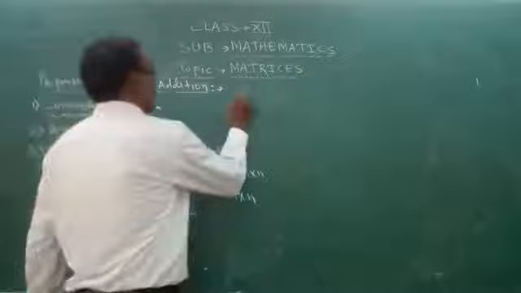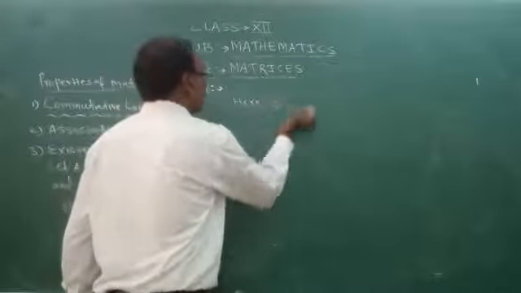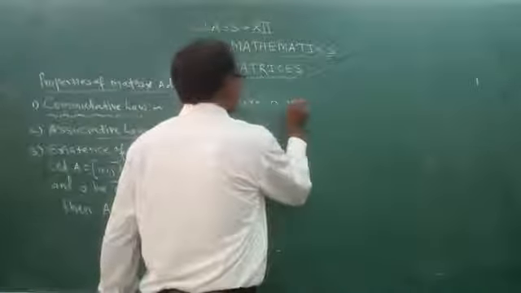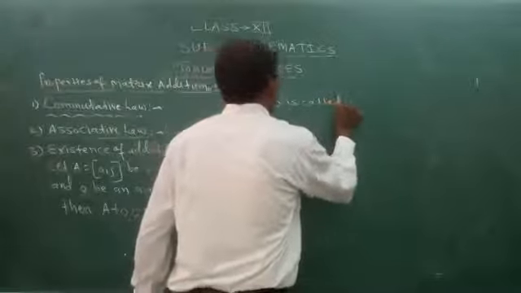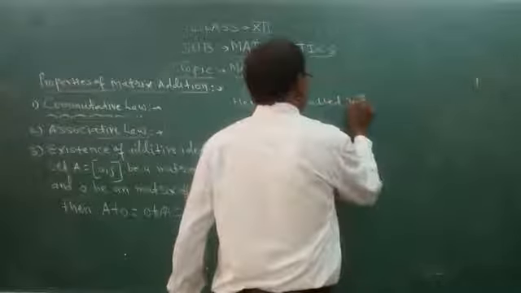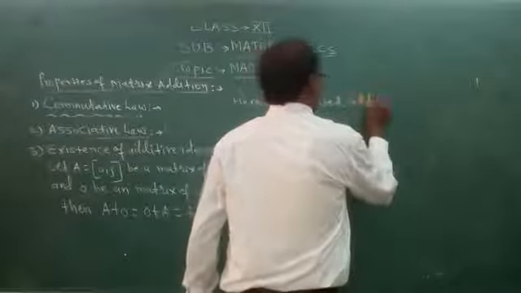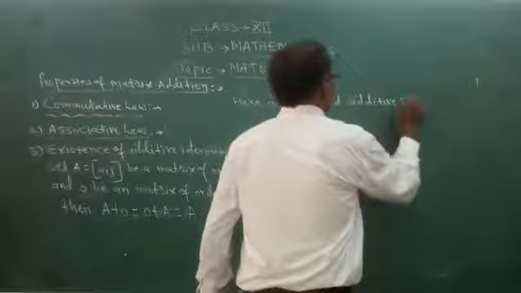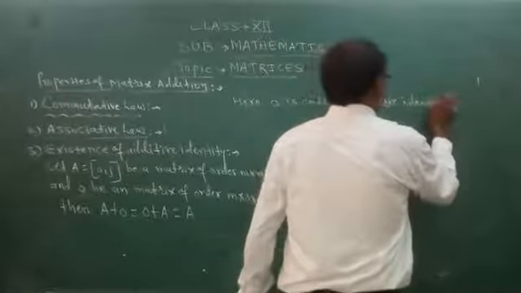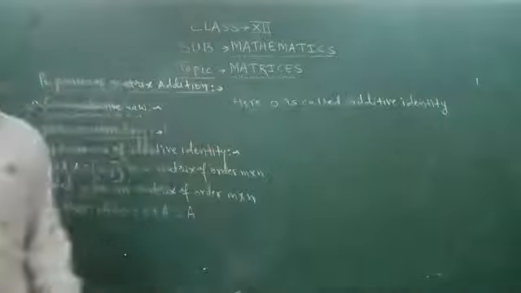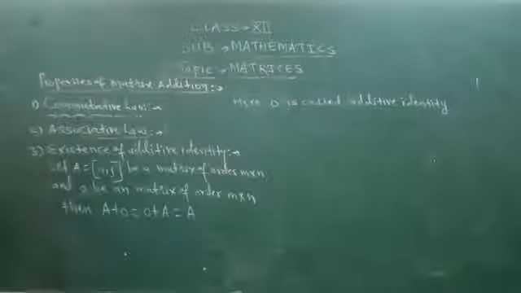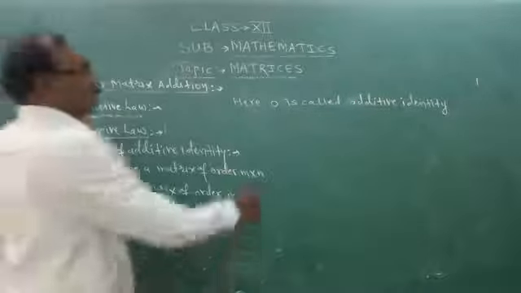Here the 0 matrix is called the additive identity of the given matrix.